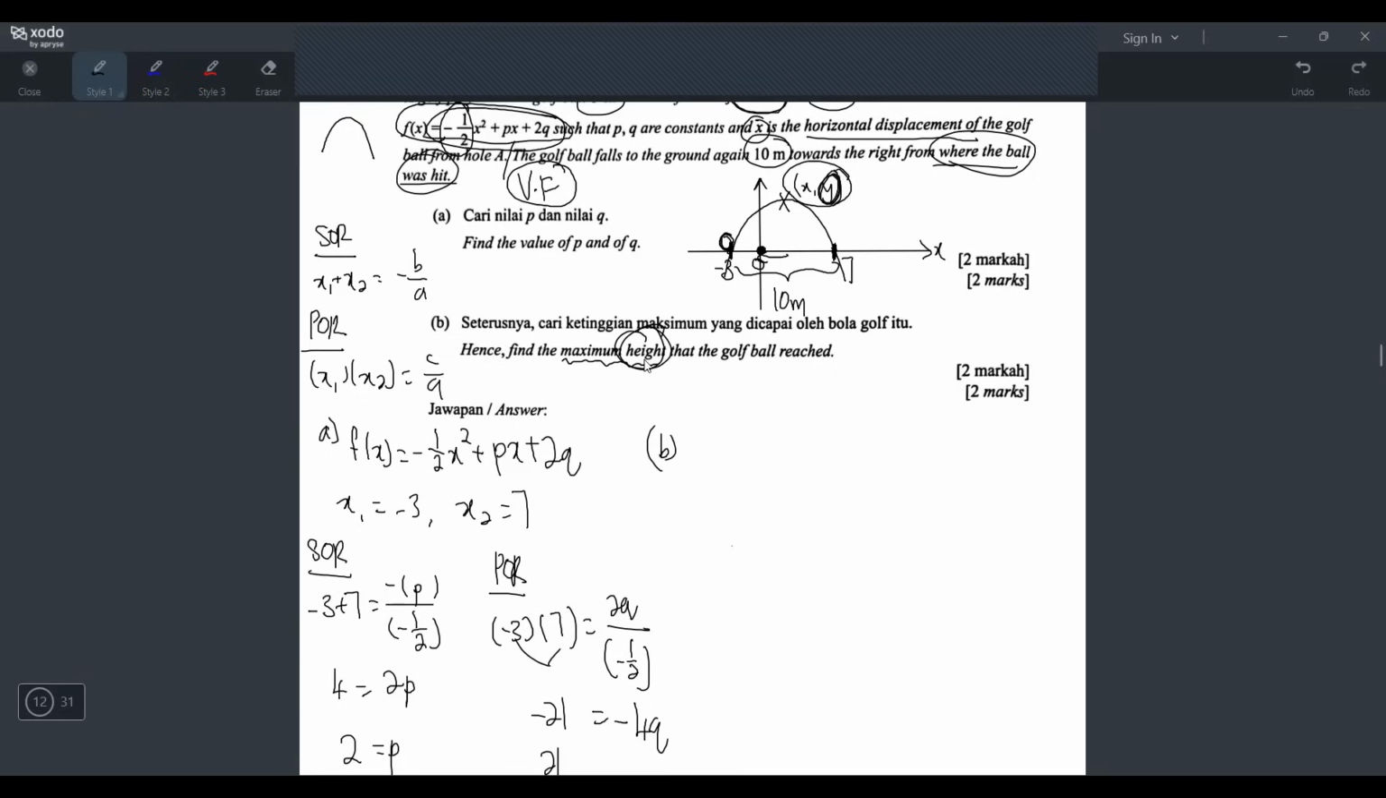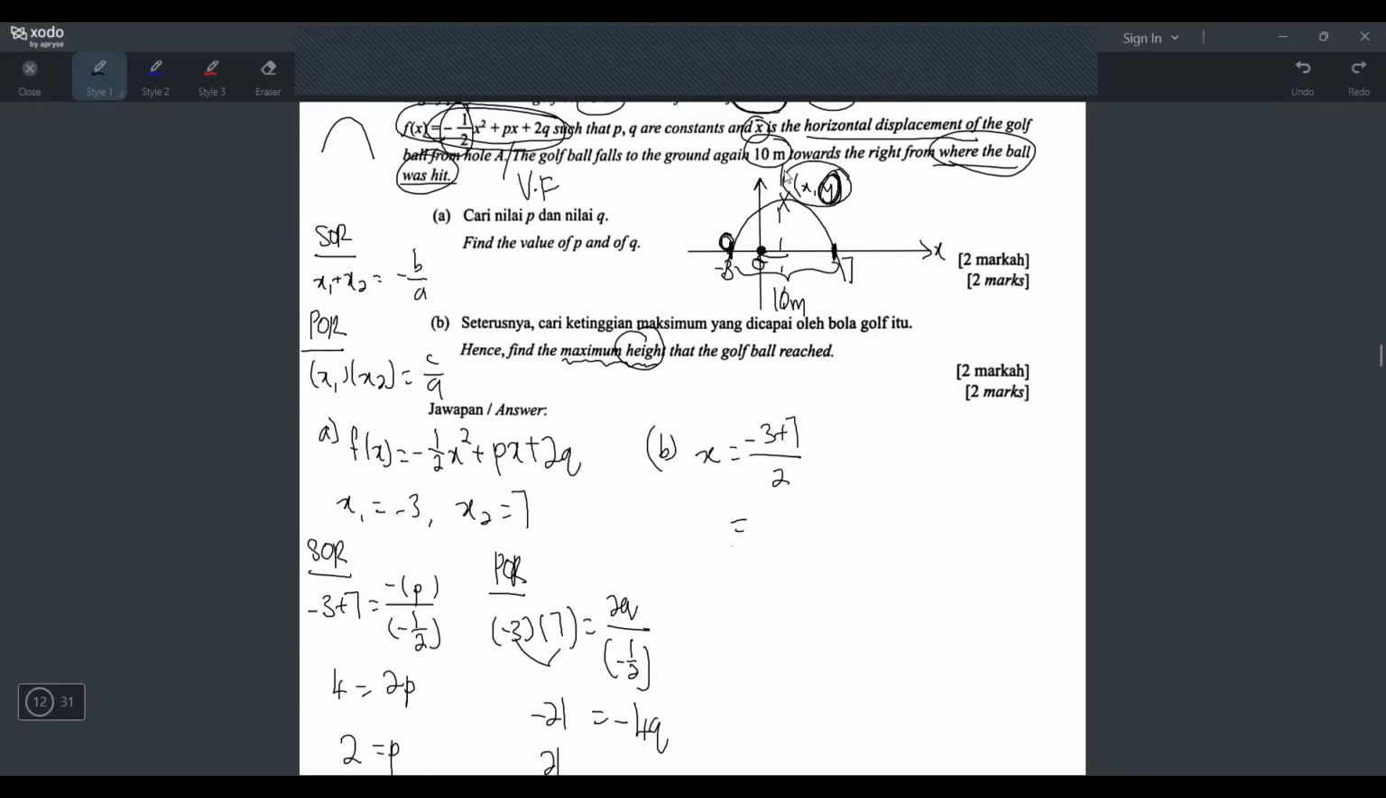But there is also another method you can use, which is by finding the x-intercept and then take the x-intercept bahagi 2. All right. So the method I just mentioned just now is actually faster. You can straight away take negative 3 and 7 because these 2 are the x-intercepts, right?